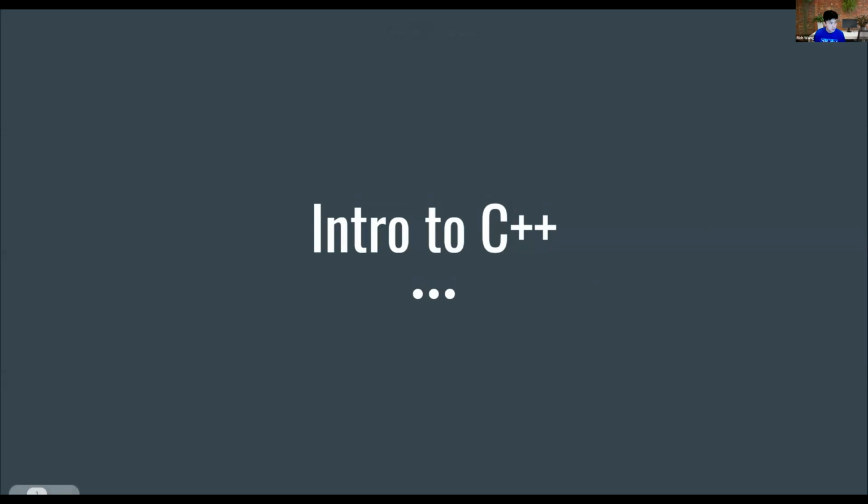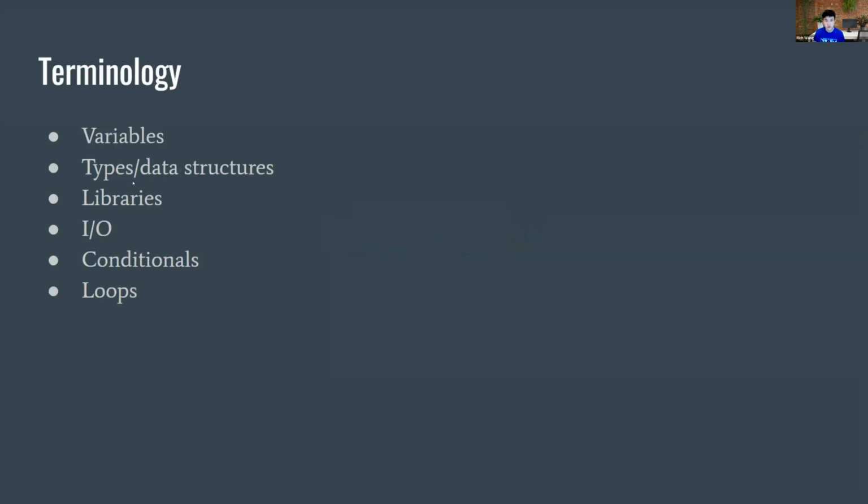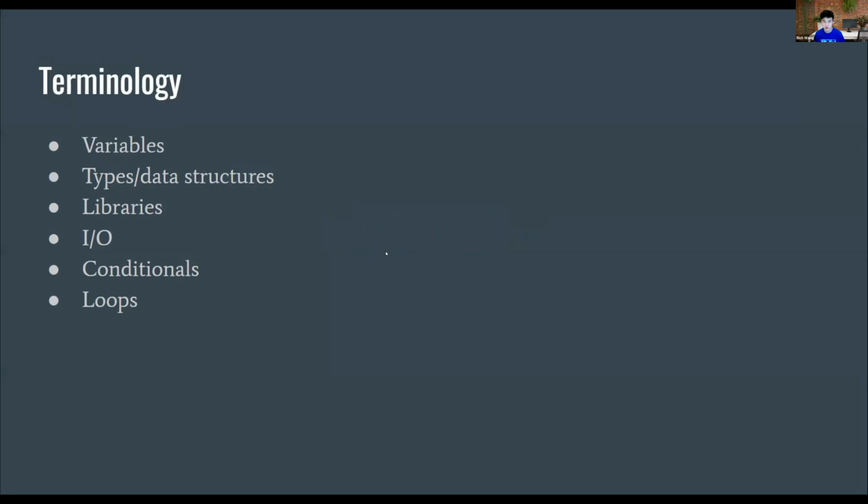Let's see exactly what we're going to be learning today. There are a few different types of terminology that we will generally be applying in our coding. There are 6 different things we're going to go over today: variables, types and data structures, libraries, I/O, which stands for input and output, conditionals, and loops.